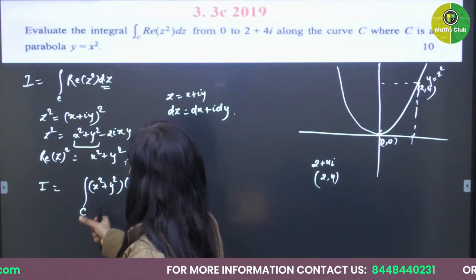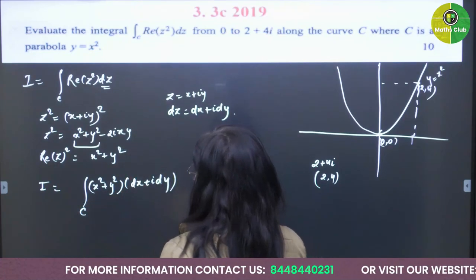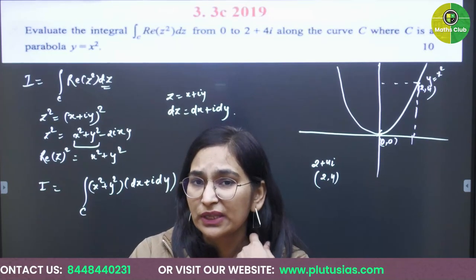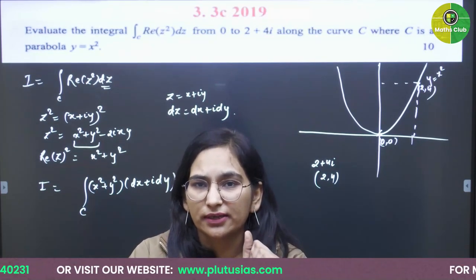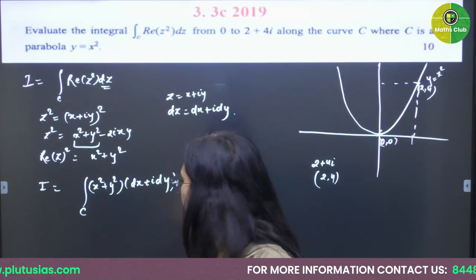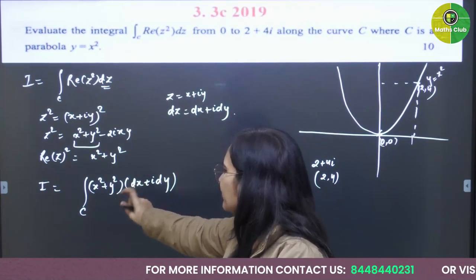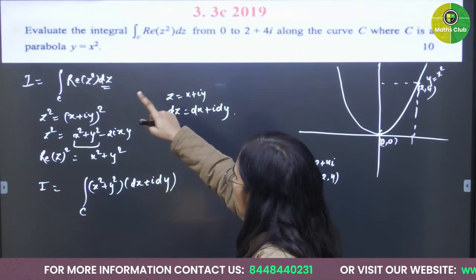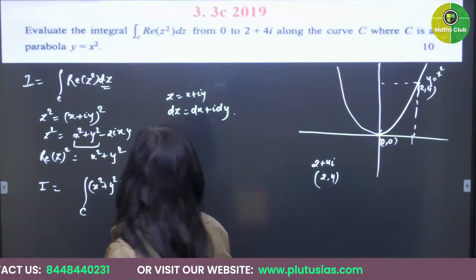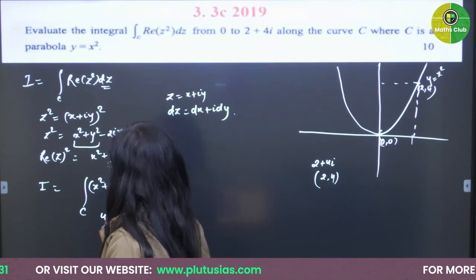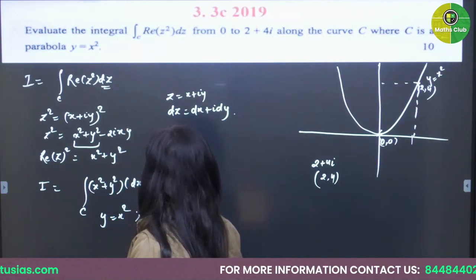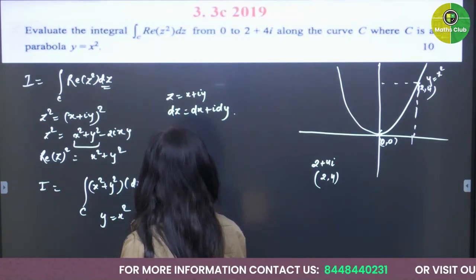Now we need to find this integration. But this is a single integral, or you can say a line integral or curve integral, which means you should have one variable only so that it can be integrated. For converting this two variable function into one, we will use the equation of the curve, y is equal to x square. If y is equal to x square, that means dy is equal to 2x dx.